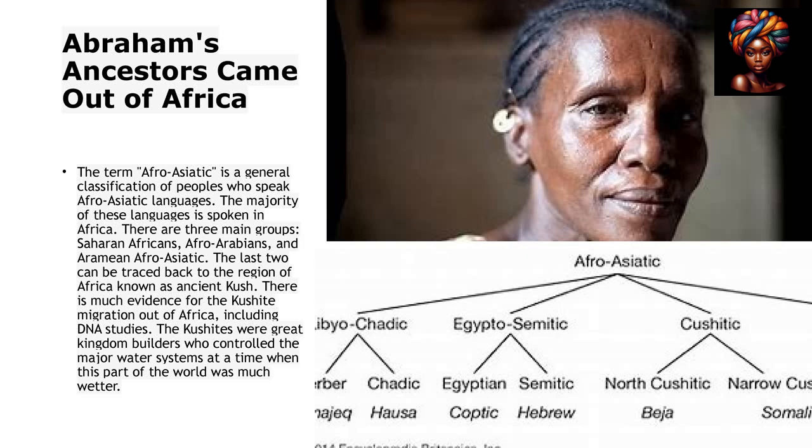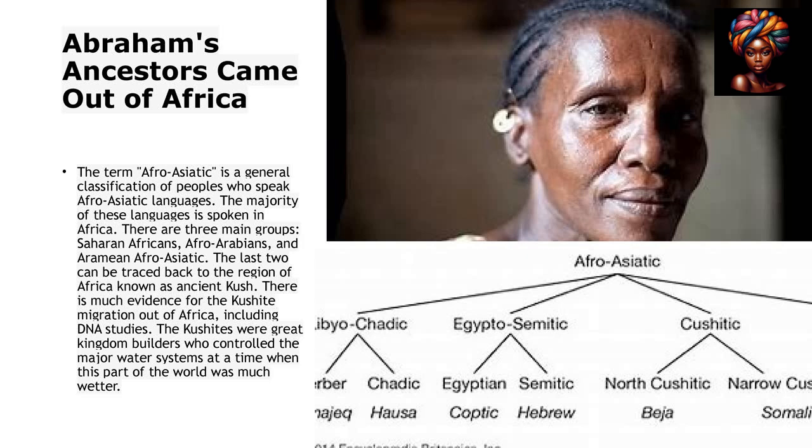The Kushites were great kingdom builders who controlled the major water system at a time when this part of the world was much wetter. And I believe what they thought was Kushite building, we know who built the pyramids in Egypt. And most of the kingdoms were built by Hebrews that were called Kushites or Aviate people. If you look to the right where it says Afro-Asiatic, and then it has the Chadic, the Egypto-Semitic, Kushite, Berber, Chadic, Egyptian-Semitic, North Kushite, Narrow Kushite, and so forth and so on.